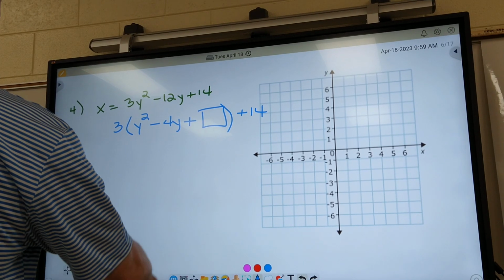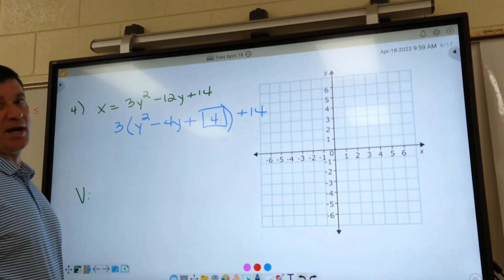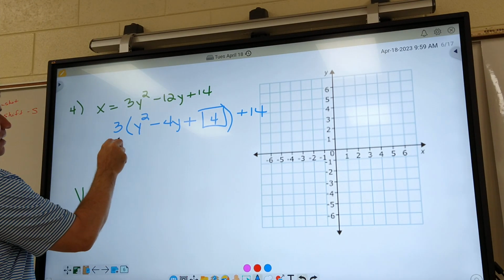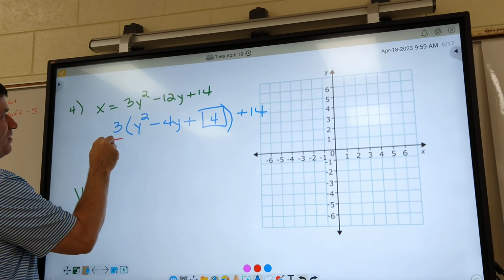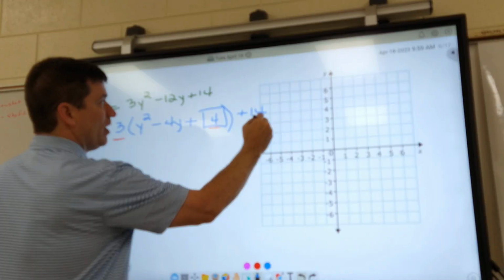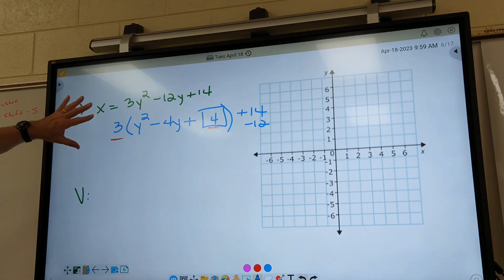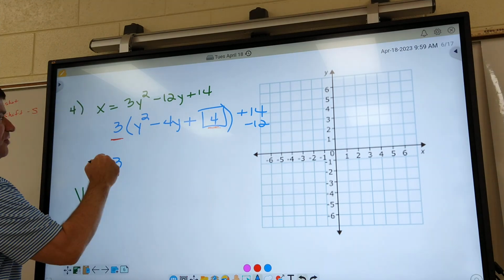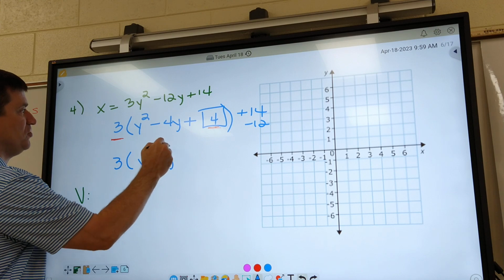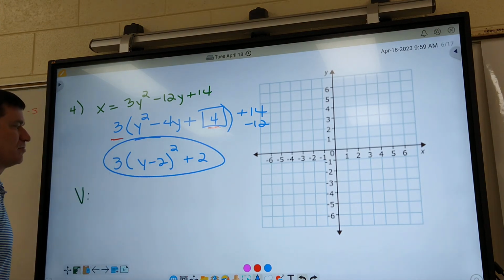All right, so in the box, half of 4 is 2. 2 squared is 4. Hannah, make sure I show you this step. If you got a 3 in front on this one, Hannah, 3 times 4 is 12. So I got to put a minus 12 over here. You only have to do that when you have a number in front of the parentheses. So we got 3, we got y minus 2, plus 2.